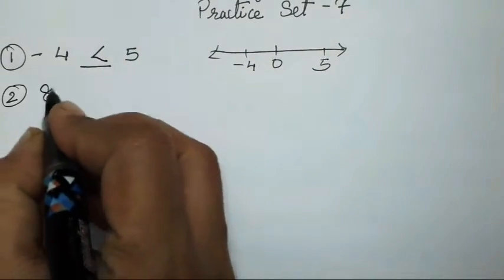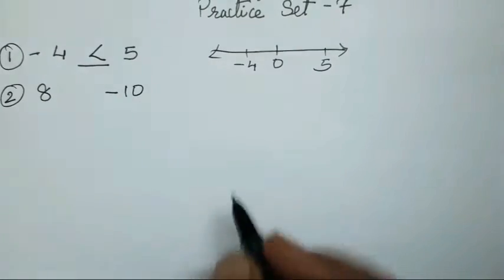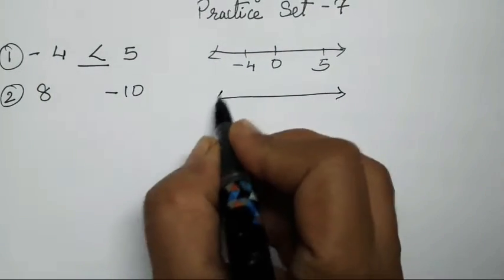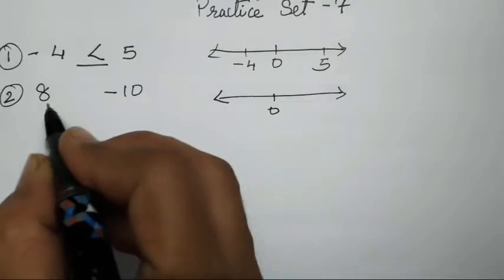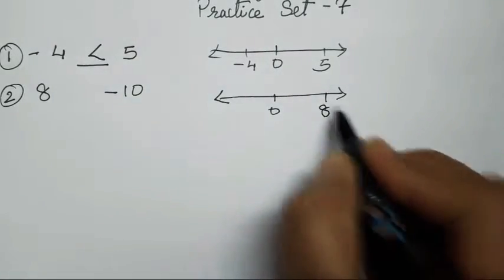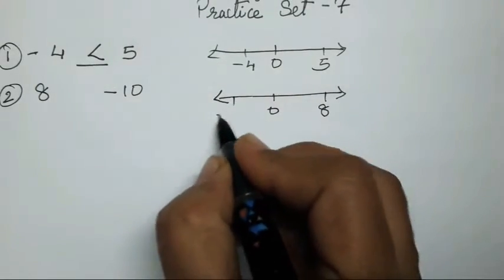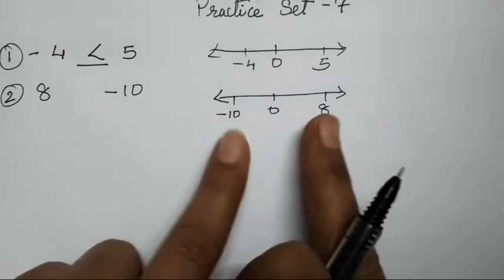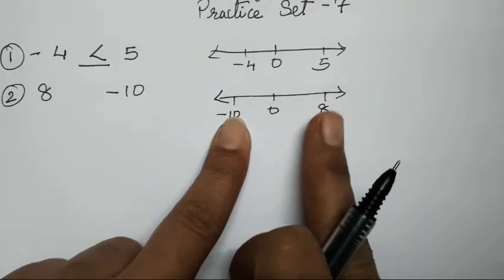Next one is 8 and -10. So which one is going to be greater? 0 will be over here. 8 positive है तो it will come somewhere over here, and -10 will come over here. So now which one will be greater? 8 will be greater.